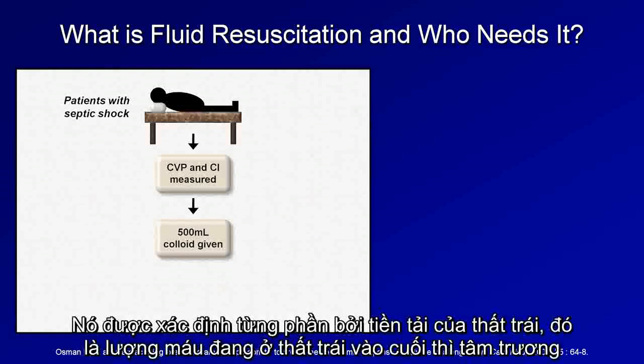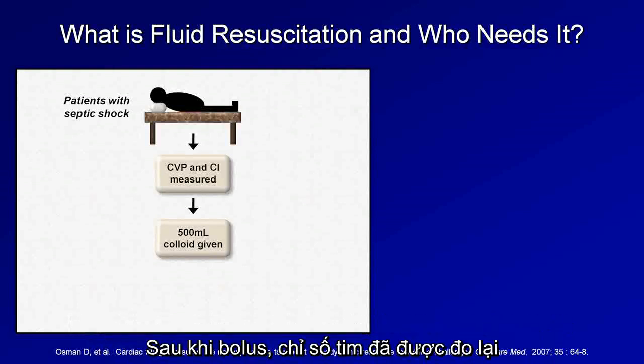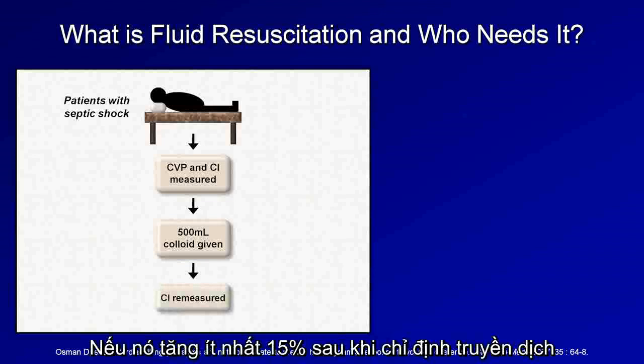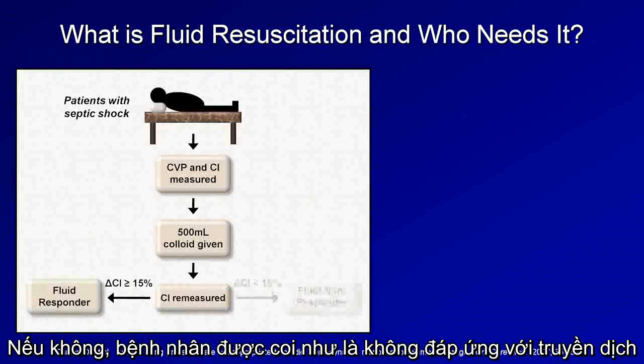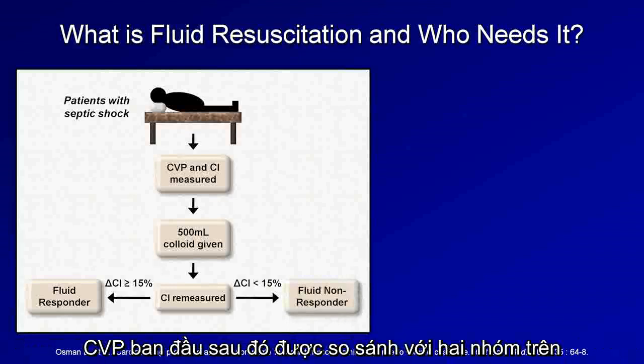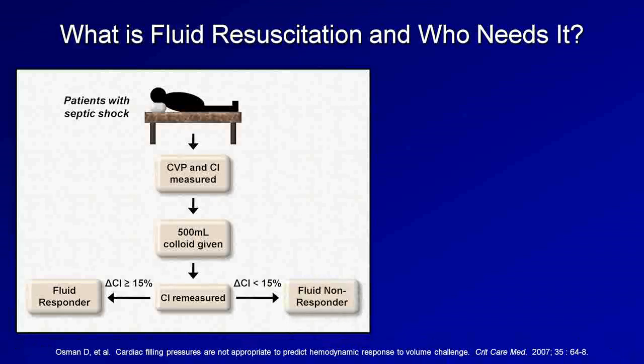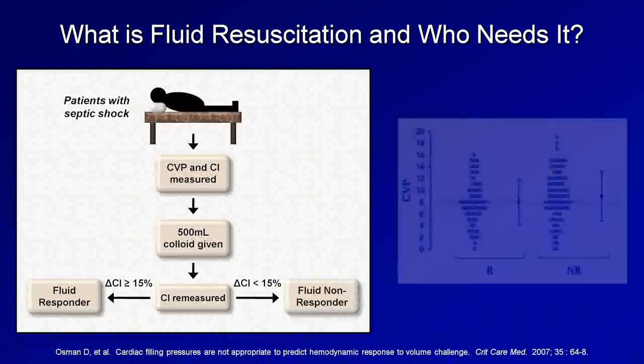It's determined partly by the left ventricular preload, that is, how much blood is sitting in the LV at the end of diastole. After the bolus, the cardiac index was remeasured. If it increased by at least 15% after the fluid was given, the patient was considered to be a fluid responder. If not, the patient was a fluid non-responder. The initial CVPs were then compared between the two groups. So what did they find?